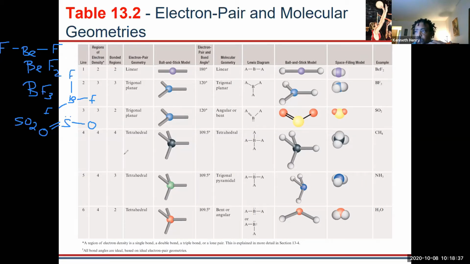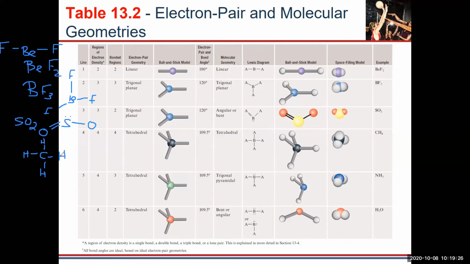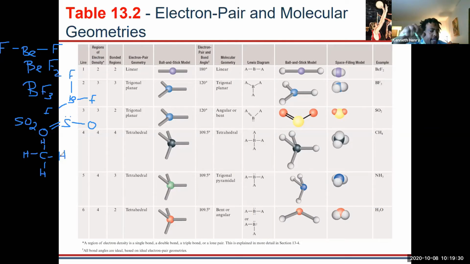Okay, so for our next one, say CH4, that looks like this. So we have 4 attachments. Okay, so I have my 4 attachments. So what is my electron pair geometry? Tetrahedral. And what is my molecular geometry? Tetrahedral.